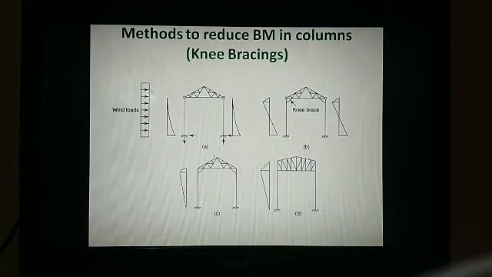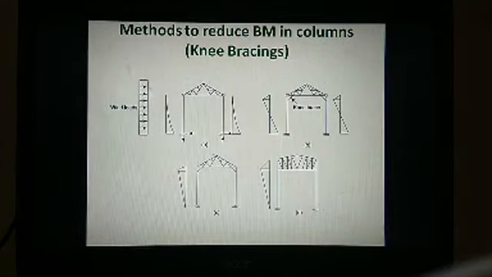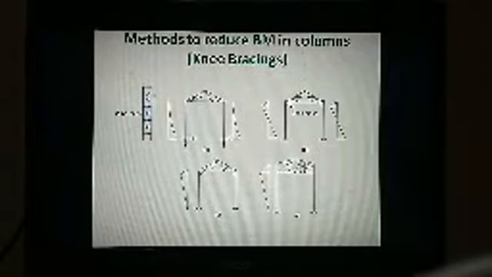Because the load should always be transferred to the supports with some eccentrical force, that eccentrical force creates a moment in the columns at the supports. It can be reduced by providing knee bracings at the joints. So this is how the knee bracing can be provided.